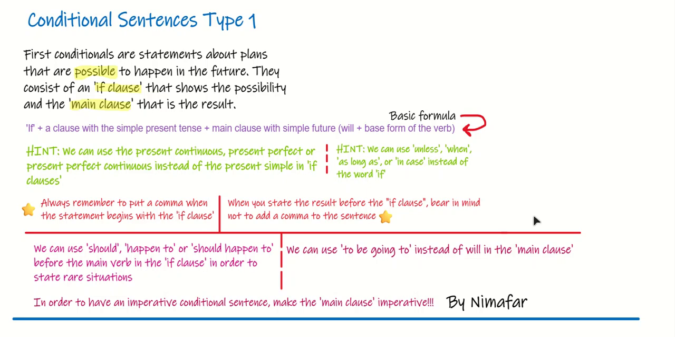And the last one, in order to have an imperative conditional sentence, make the main clause imperative. So maybe you ask, what is imperative? Imperative is sentences that are commands, orders. For example, I say, don't drink alcohol, or don't smoke, or do not park here. There are some signs saying don't park here, or don't cut trees, don't hurt animals, be a good man.